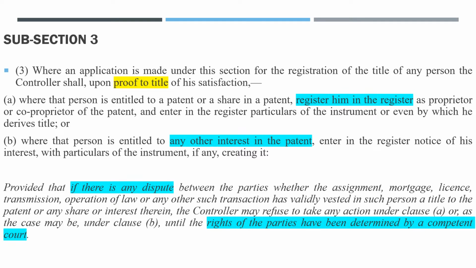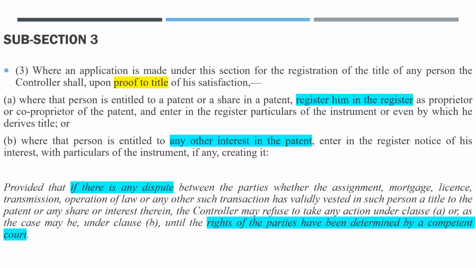provided that if there is any dispute between the parties whether the assignment, mortgage, license, transmission, operation of law, or any other such transaction has validly vested in such person a title to the patent or any share or interest therein, the controller may refuse to take any action under clause A, or as the case may be under clause B, until the rights of the parties have been determined by a competent court.